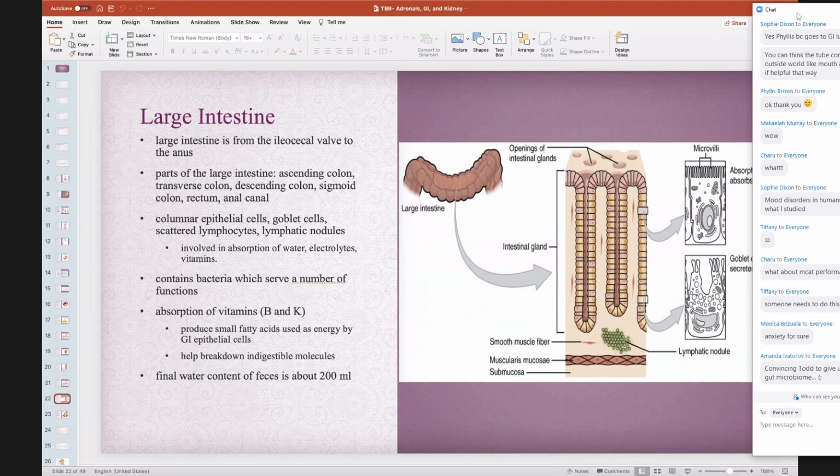But the issue is convincing Todd to give you his gut microbiome. Todd's microbiome is probably worth $1 million. This just got really weird, but yeah.